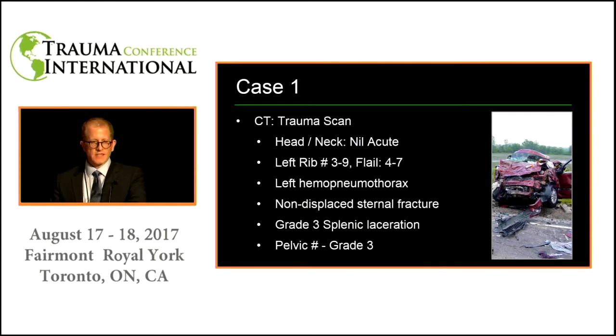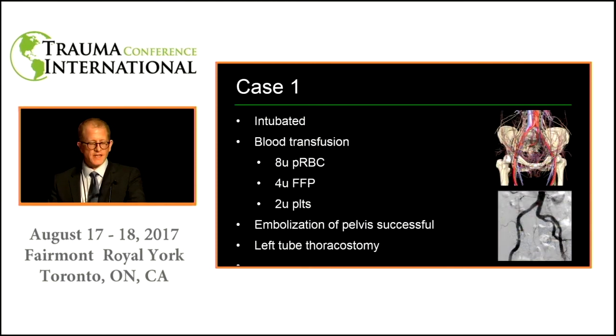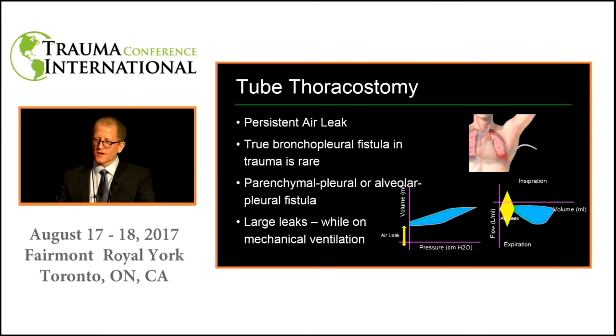Your workup involves a CT scan after resuscitation. Head and neck are fine. There are rib fractures on the left side with a flail segment. There's a left hemopneumothorax, a non-displaced sternal fracture, and a grade 3 splenic laceration and pelvic fracture. The patient is resuscitated, intubated, goes to interventional radiology for successful embolization of the pelvis, and undergoes a left tube thoracostomy. You're in the ICU and you're called to the bedside to assess this patient because of a persistent air leak.